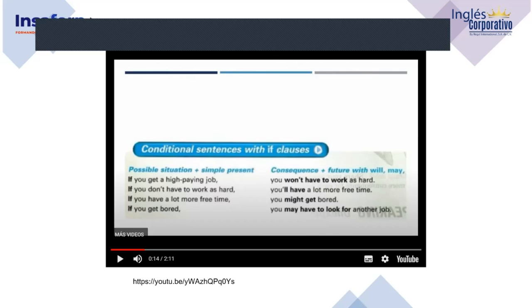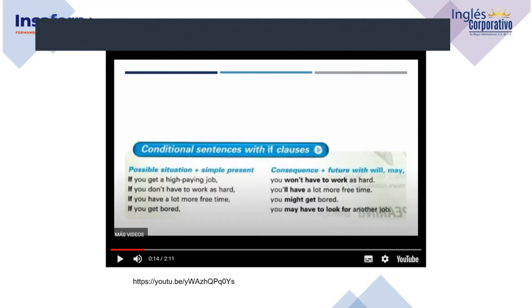Do you have another question? Before we begin with the exercises, with the practice, this is quite simple. However, you need to be sure that in the if clause, you write the present simple, and in the consequence, you write future, or you can use a modal, like may or might. Okay, one clause relates to the other one, right?